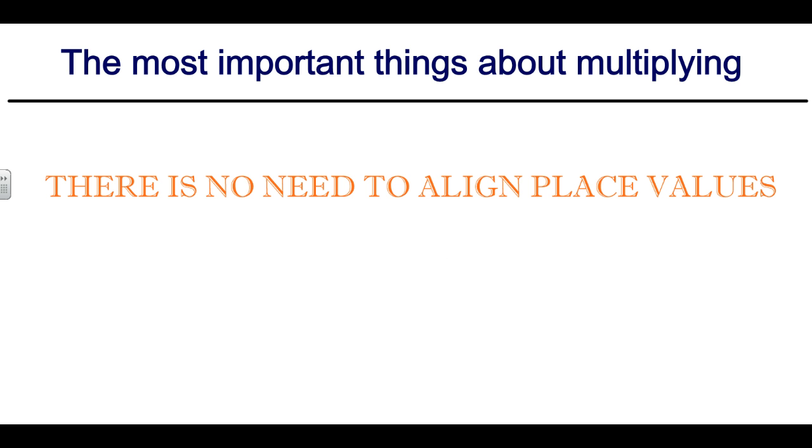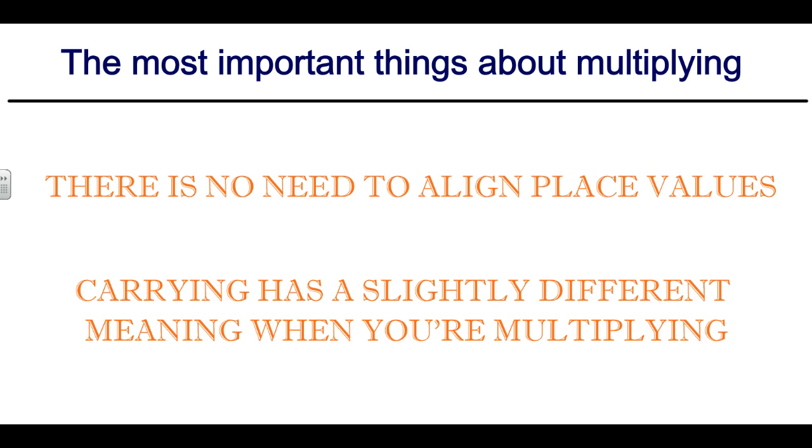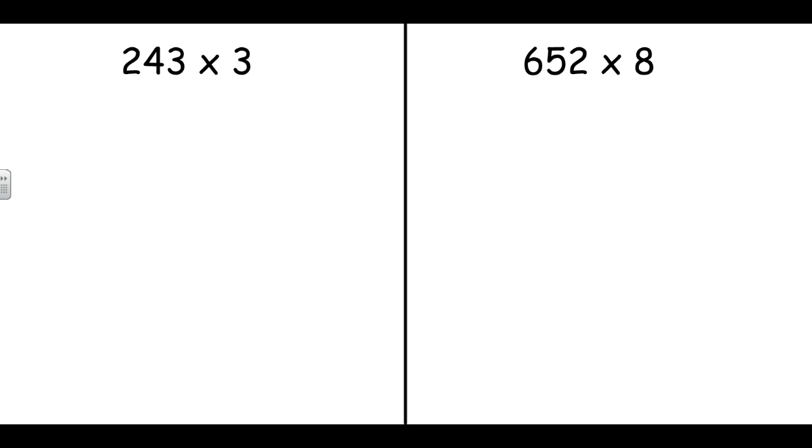First is that we don't need to align the place values like we do with addition and subtraction. We can just take the smallest place value and align that for each of the factors on the far right side. And finally, it's that carrying, although the concept is very similar, has a slightly different meaning when you're multiplying. So now we'll go through each of these examples and look at the multiplication process through the context of these examples.